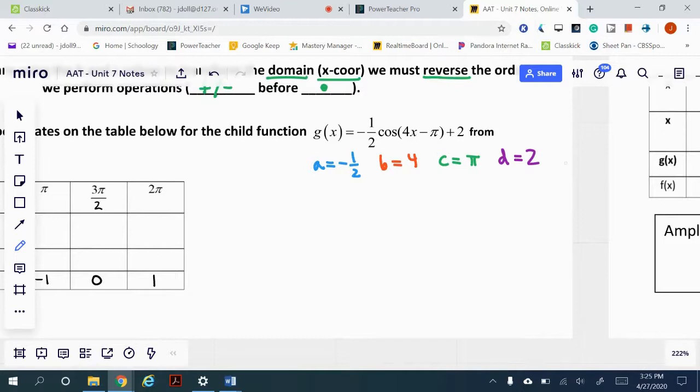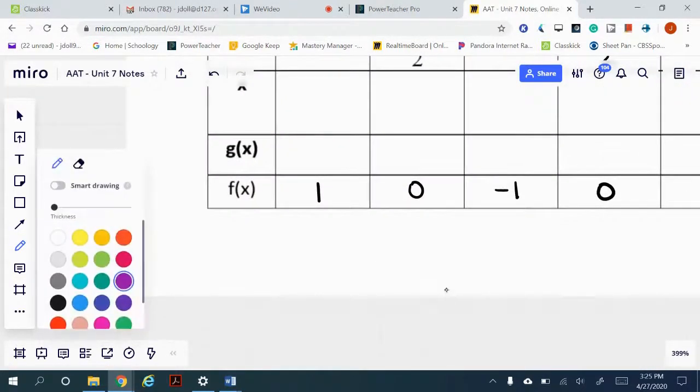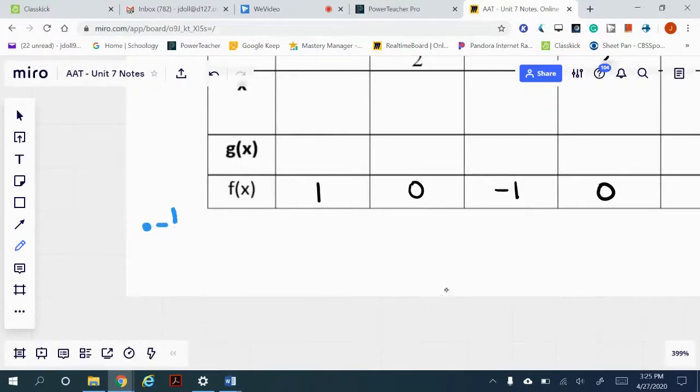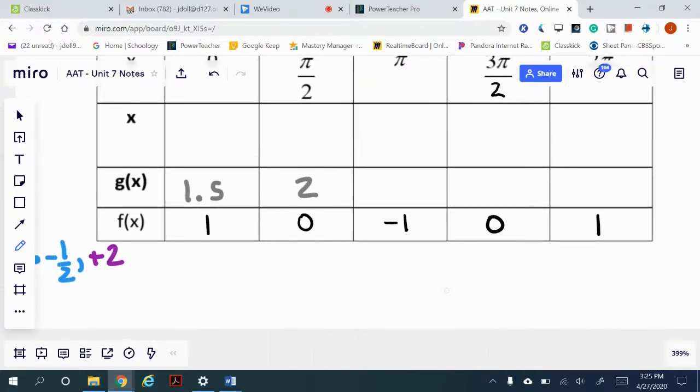transform the y coordinates, the range, and they follow order of operations. So we are going to multiply by -1/2, and we are going to add 2. So if I multiply -1 by -1/2 and then add 2, I will get 1.5. 2, all right, and then we're going to have up to 2.5, back to 2, and then 1.5.